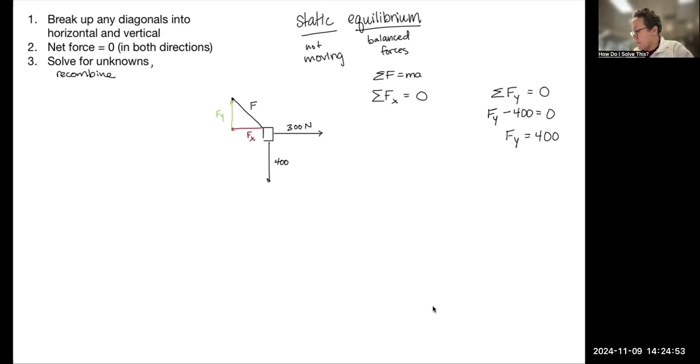All right. What about Fx? We can do the same thing, except here, our Fx isn't positive. So let's go look at our positive forces. First, we have 300 Newtons positive minus Fx equals 0. So Fx equals 300 Newtons.